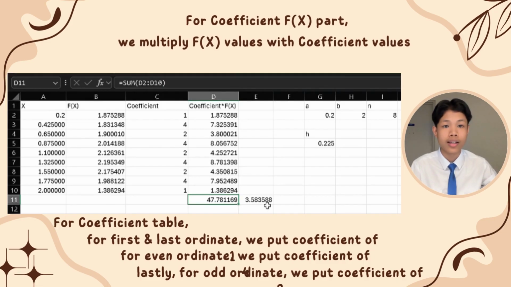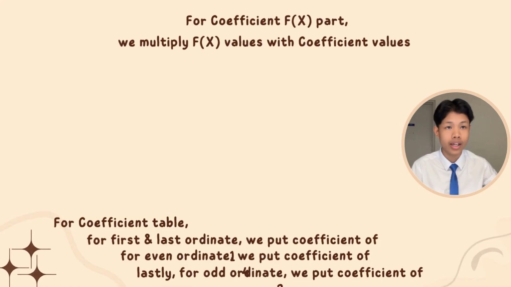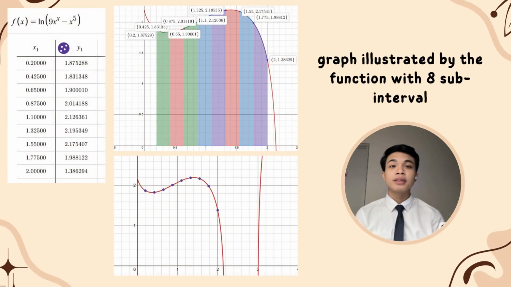47.781169. Lastly, to get the area under the curve, we use the formula h divided by 3 and multiply it with the sum that we calculated before and got 3.583588. Next, for 9 ordinates, we repeat the same step as before, but we change the number of intervals, which is the n value. This is the graph illustrated by the function with x subintervals using decimals. As you can see, the vibrant color is the area under the graph between the limit.